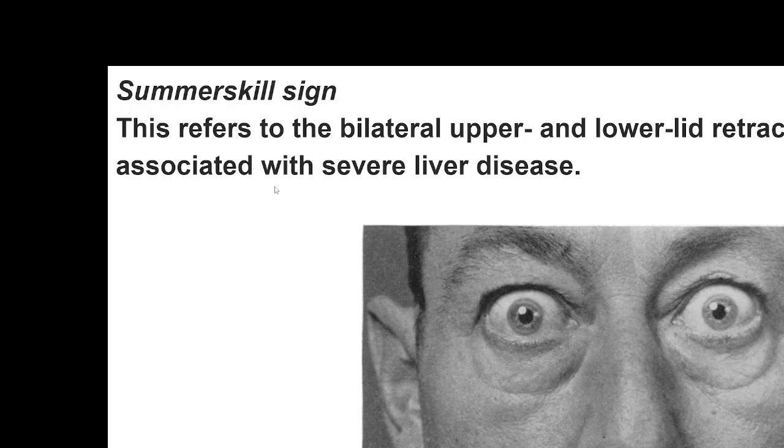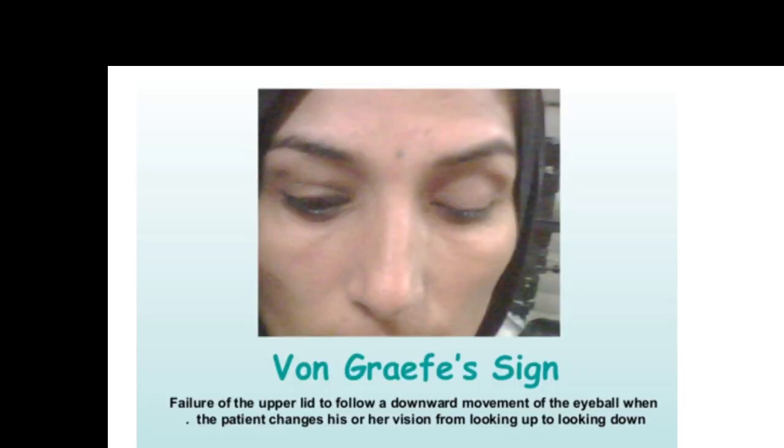Then there is another called Summerskill sign. This refers to bilateral upper and lower lid retraction. Upper lid retraction we have already referred to. Both upper and lower lid retraction could occur, and this is very common in hepatic pathology, the neurological manifestations of hepatic failure, chronic hepatic failure. This is one of the signs, Summerskill sign as such.